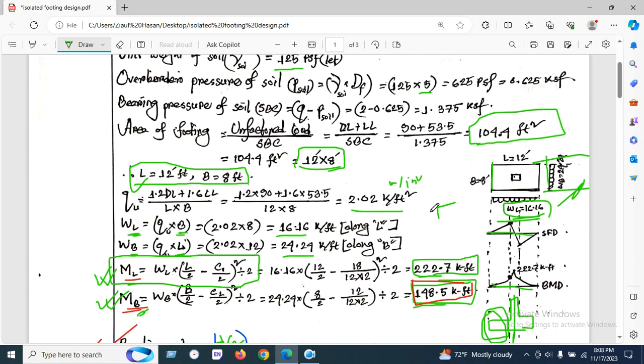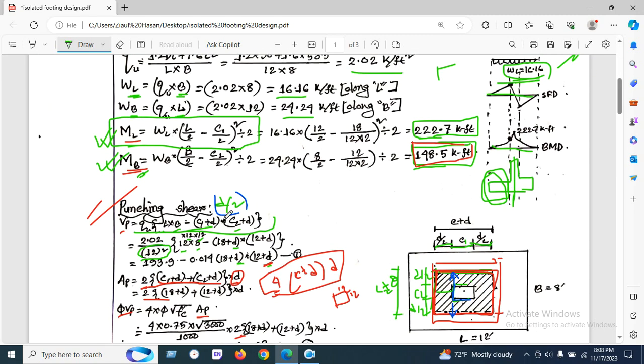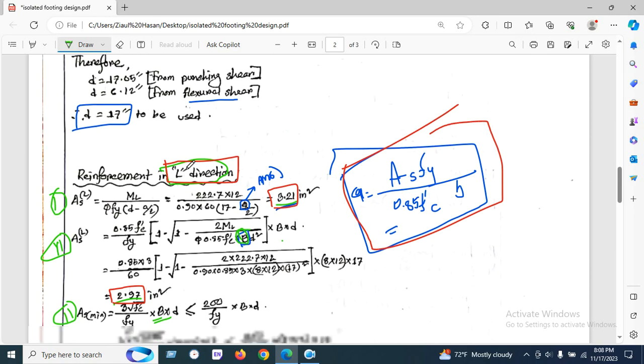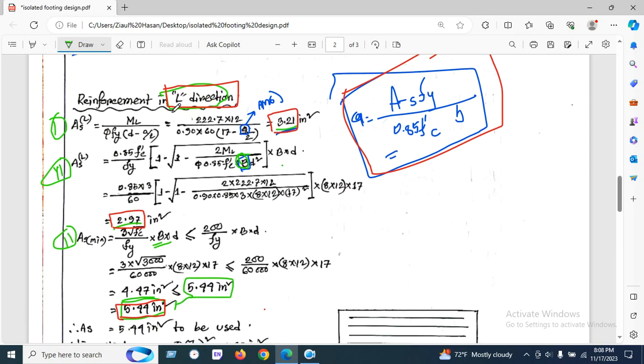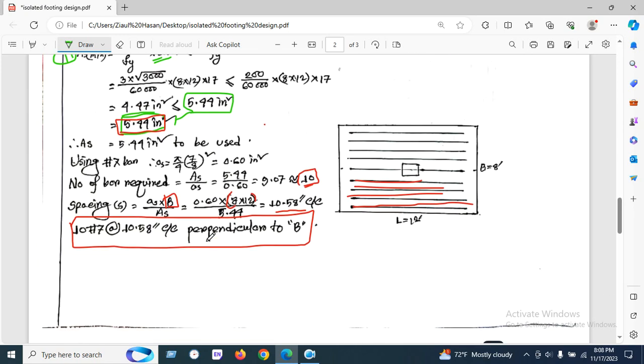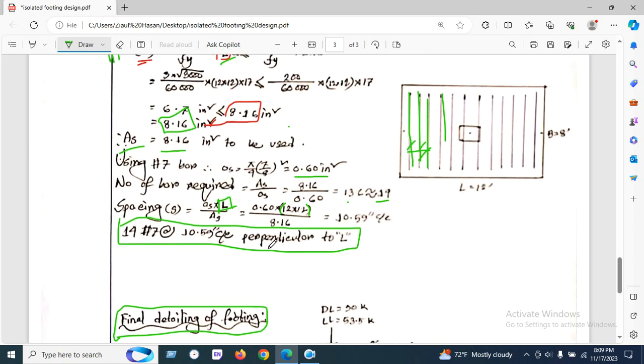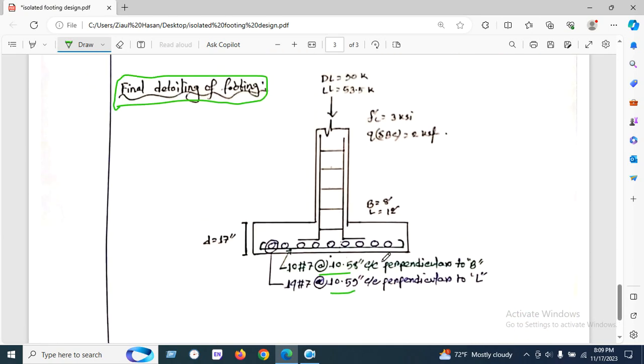If I summarize, the punching shear is calculated at d by 2. This is important, and the flexural shear is calculated at d. Another point: when we calculate the reinforcement in the L direction, we use the B value throughout. On the other hand, when we calculate the reinforcement in the B direction, we use all the values of L. Here is L, here is L, and the final detailing is here.